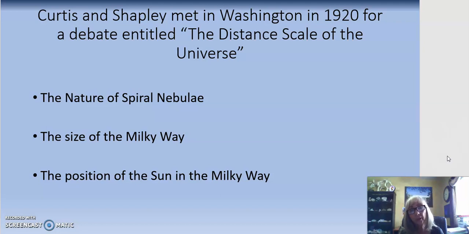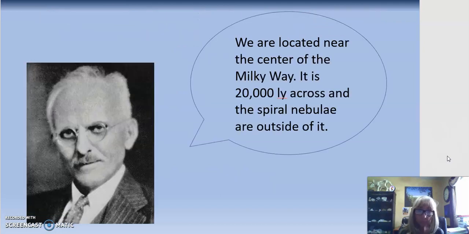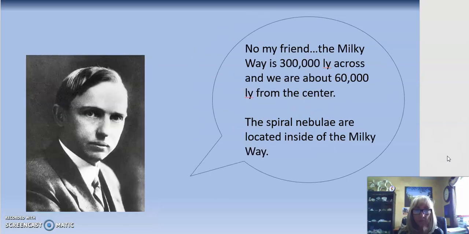They were going to talk about the nature of spiral nebulae, the size of the Milky Way, our own galaxy, and the position of the Sun in the Milky Way. So Curtis said we're located near the center of the Milky Way. It's 20,000 light years across, and the spiral nebulae are outside of it. That was his whole idea, that was his argument.